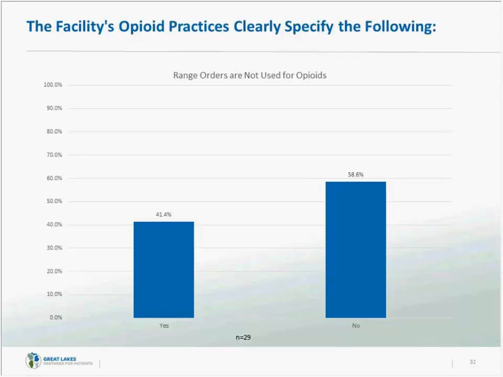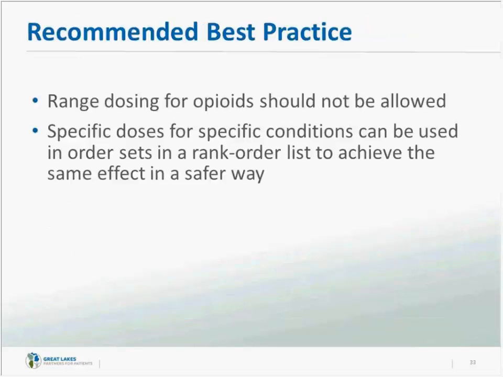And what should be done, which we'll talk about in the next slide, is you should specify for each particular condition what the patient receives. What we found in our state is that a little more than half the time that was not the case. So, again, lots of room for improvement in the state of Michigan, and I suspect in your hospitals as well with regards to range order dosing. And we have improved that now in Michigan.